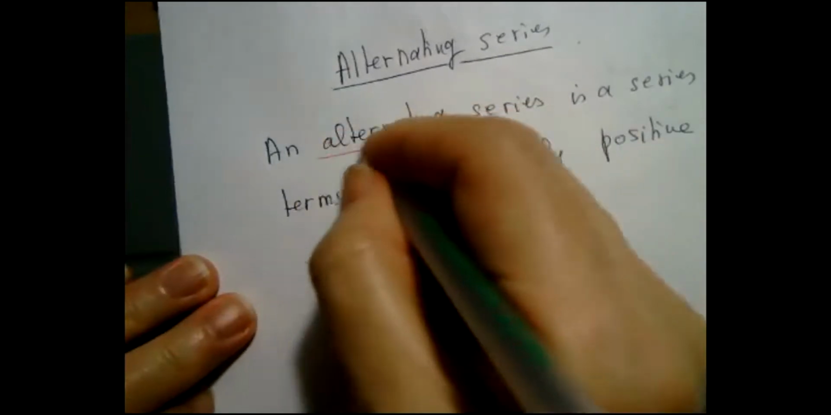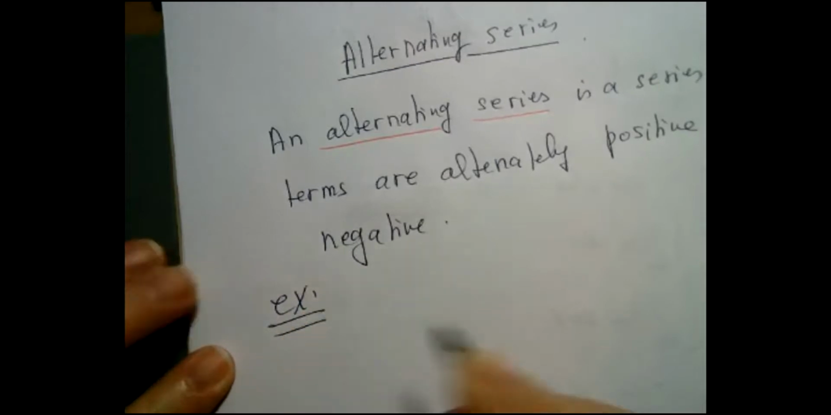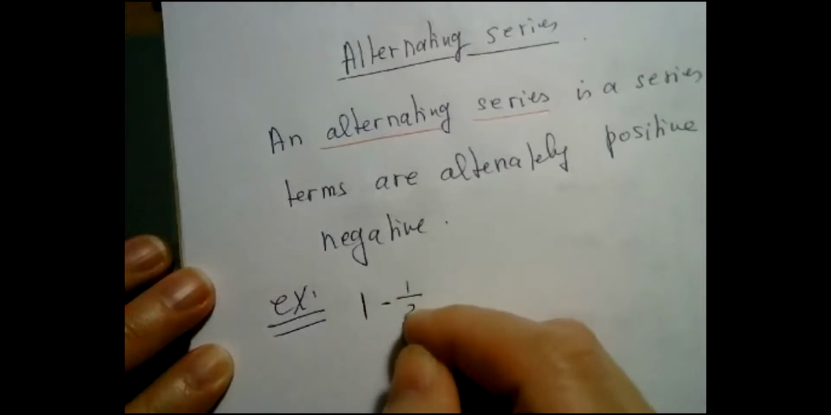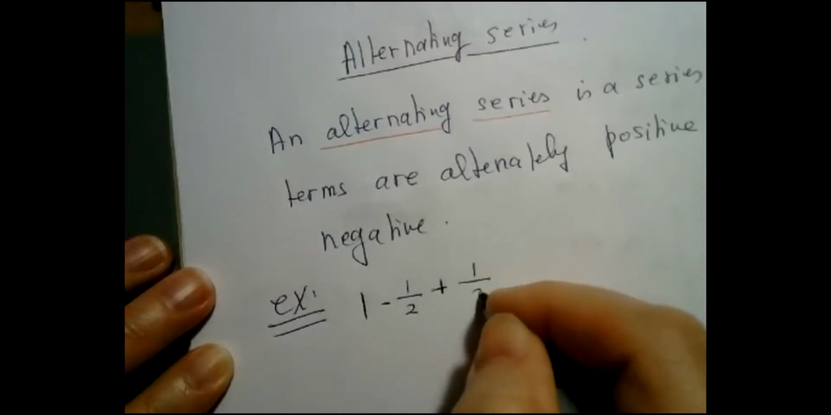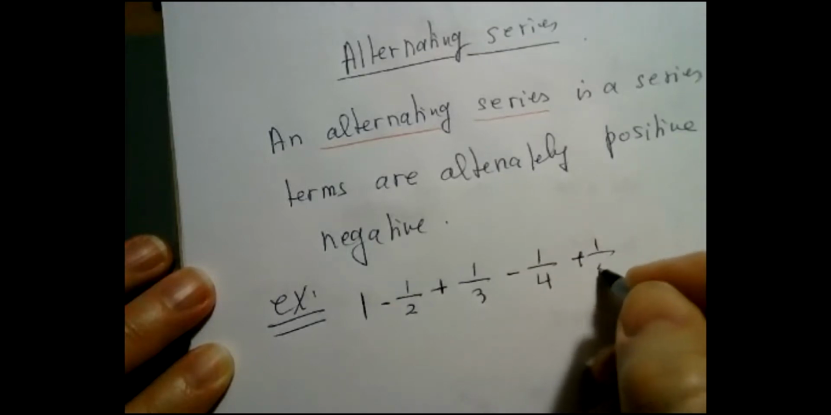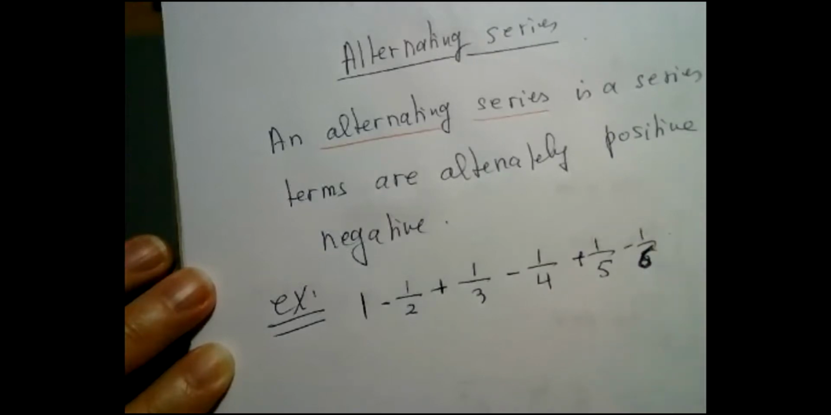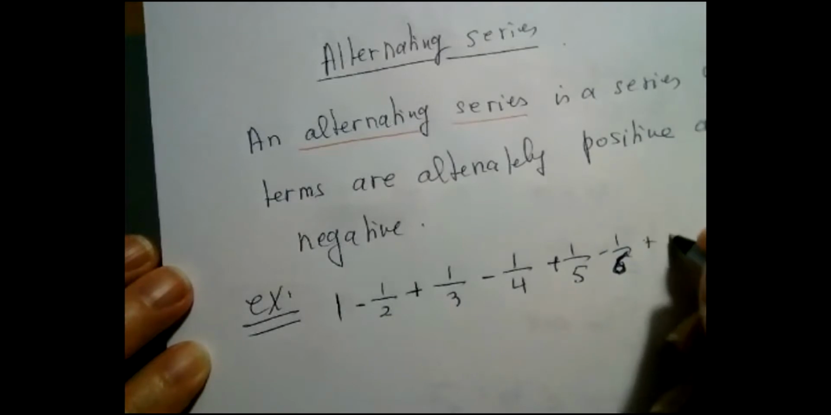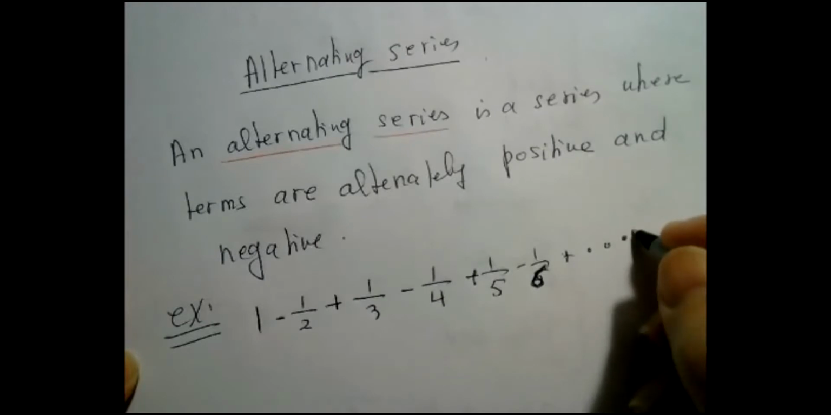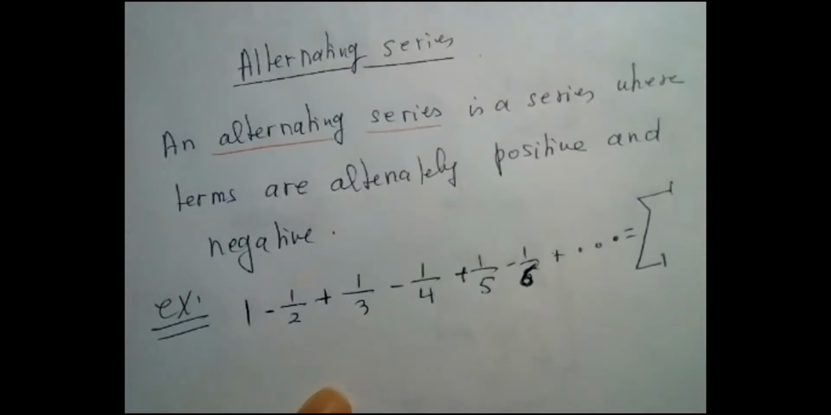So what does it mean? This is an example. It means the terms are like this. For example, positive, negative, positive, negative, positive, negative, that's what it means, etc. So it's a series where the terms are positive, negative, positive, negative, positive, negative. That's an alternating series. So in sigma notation, how are we going to write this series?